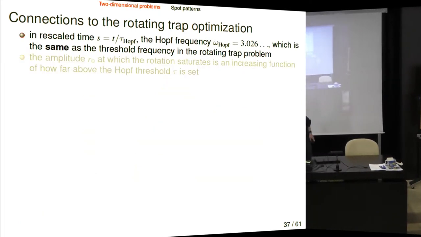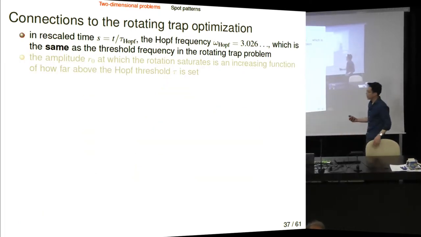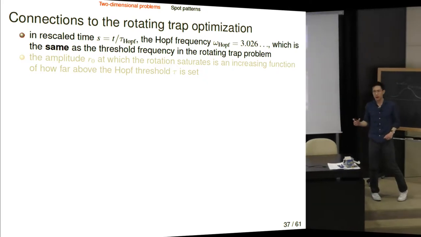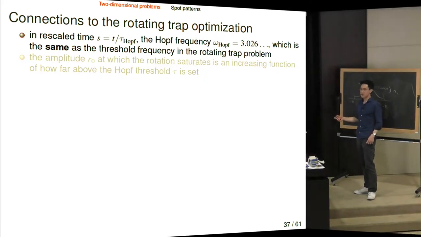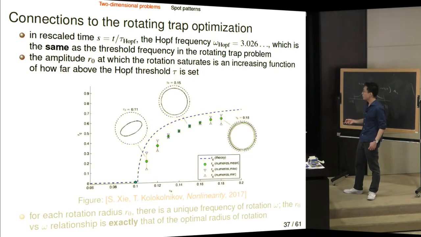The thing that I want to emphasize is that analogous to the 1D case, where the Hopf bifurcation frequency was exactly equal to the threshold frequency at which a moving trap becomes optimal, right? This Hopf frequency is exactly the same, okay, in slow time, as the critical frequency above which the rotating trap becomes more optimal than one that stays at the center. Okay, and it's more than that, right?